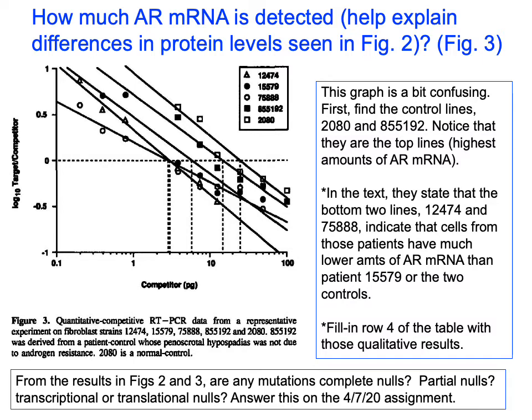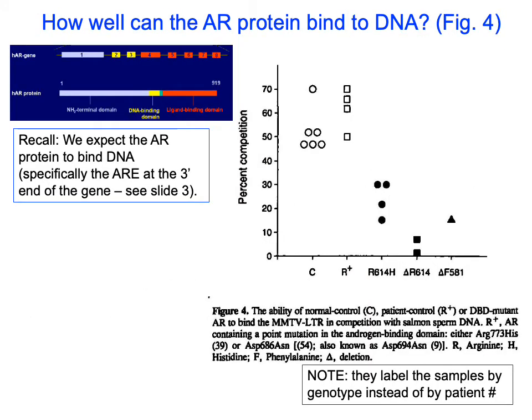Okay, so now that the authors have figured out that there is some RNA and protein made, and they have an idea that androgen binding is not occurring normally, the next thing they want to ask is, does the androgen receptor protein in the patients still bind to DNA normally? So again, I'm showing you that picture of the different domains. And remember, we expect the AR protein normally to bind to DNA. Specifically, remember, it binds those AREs at the 3' end of genes that is shown on slide number 3.